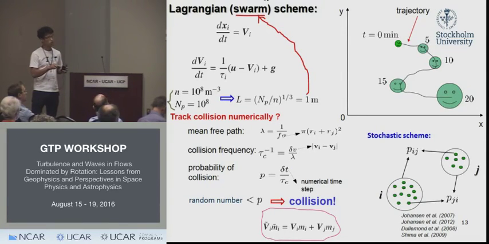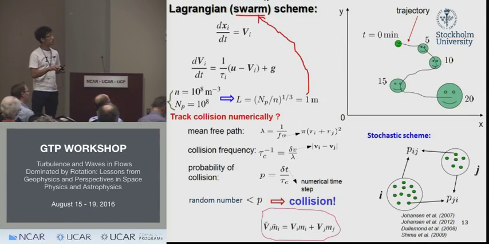If we have two cloud droplets that collide with each other, we can calculate the mean-free path. Then the two cloud droplets will have a velocity difference, and we can obtain the collision frequency. Once we have this collision frequency, the probability of collision can be obtained through the ratio between the numerical time step and this collision frequency.